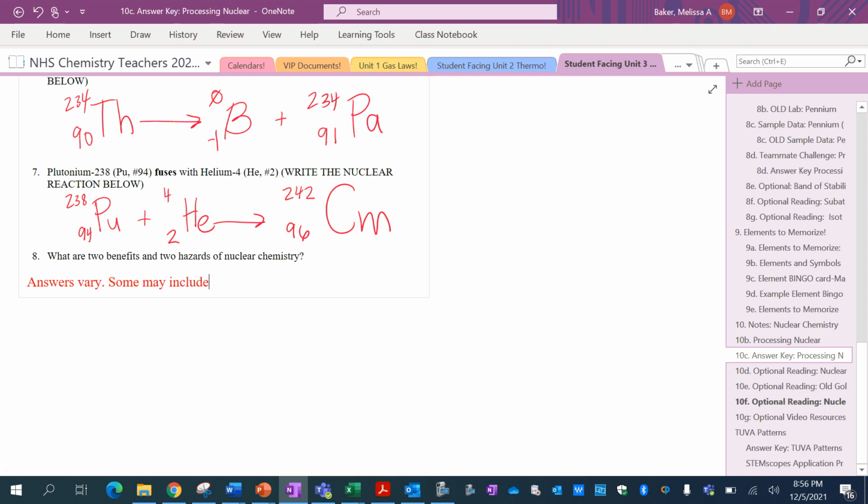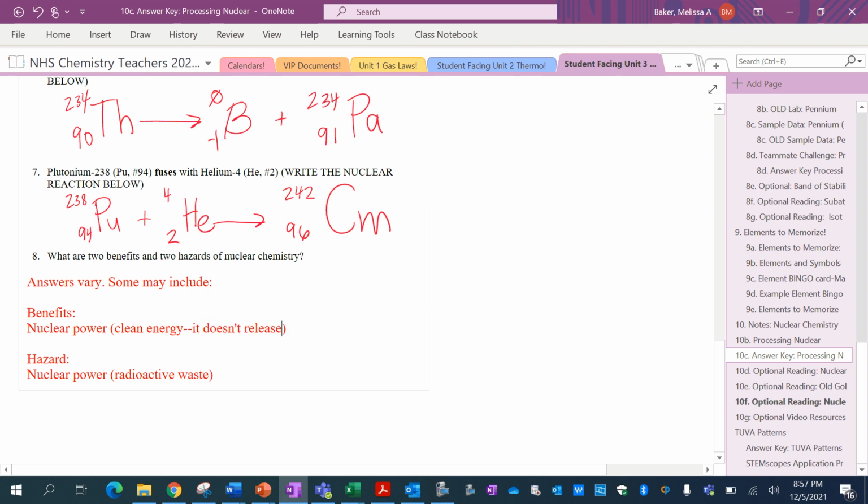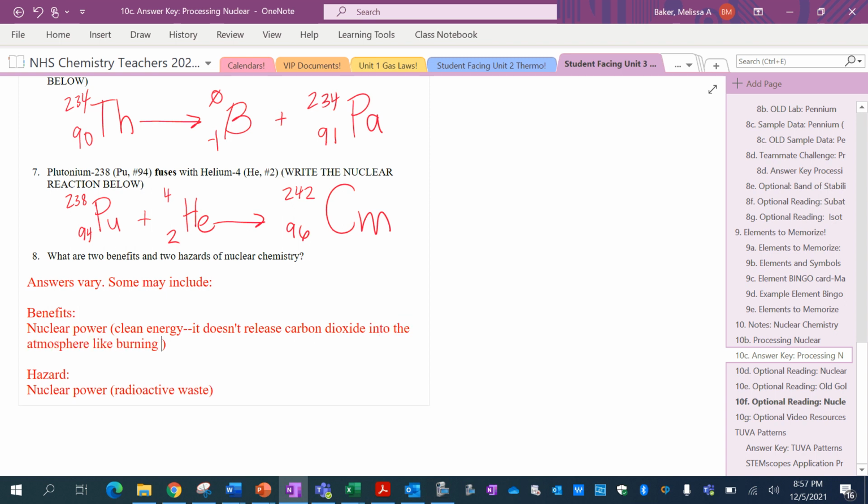Some may include benefits, nuclear power, it's clean energy, and then maybe a hazard. Same thing, nuclear power, radioactive waste. And I guess maybe I should clarify, it's clean energy. It doesn't release carbon dioxide into the atmosphere like burning coal or natural gas does.